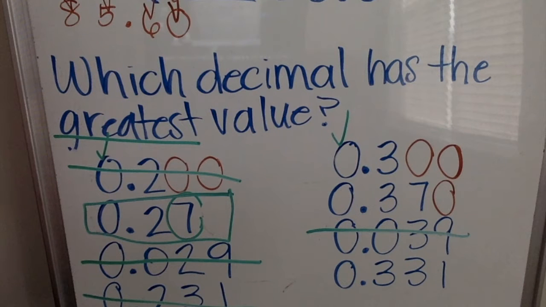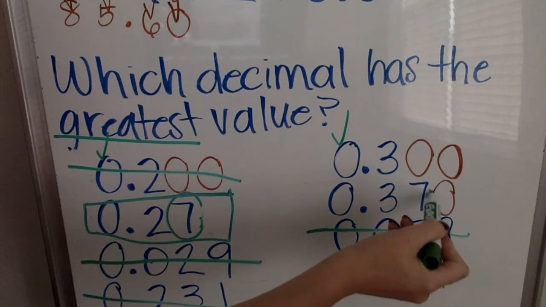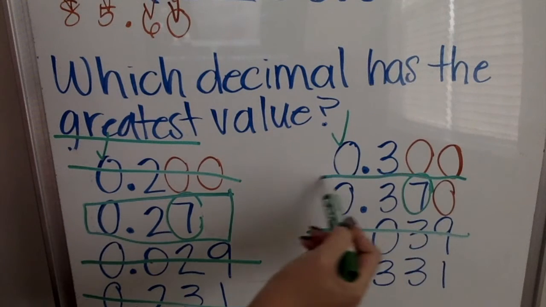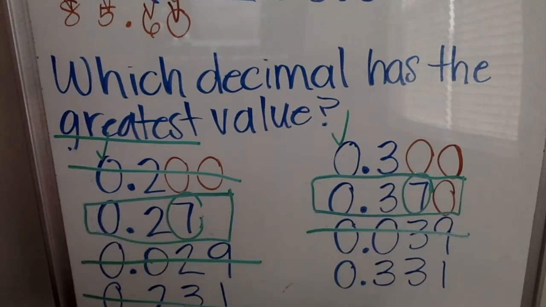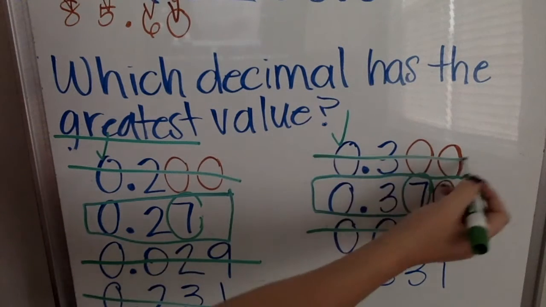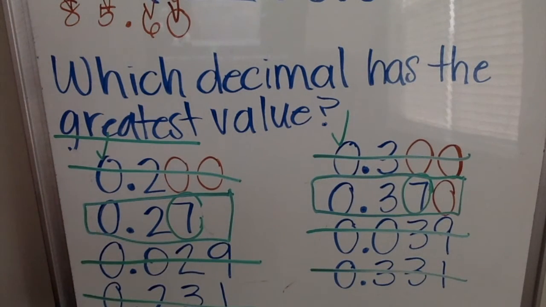The biggest number there is 7, so I can circle it. That means that the number with the greatest value is 0 and 37 hundredths. I can cross out my other two values.